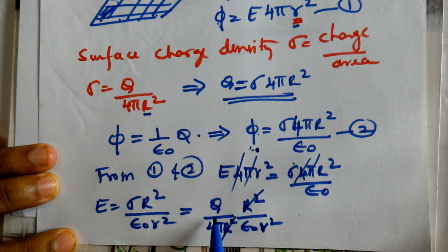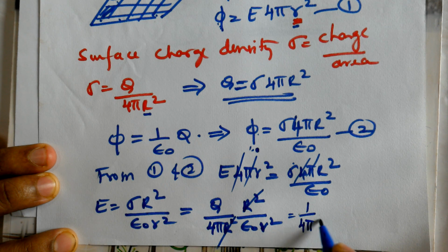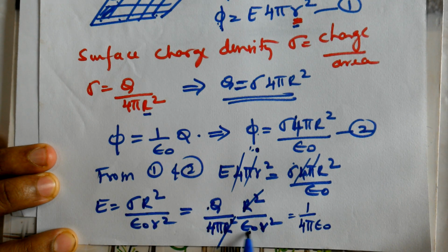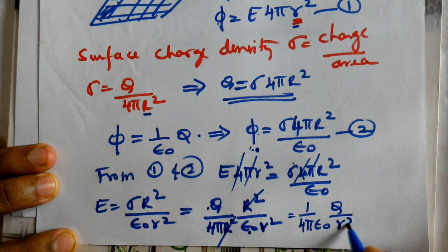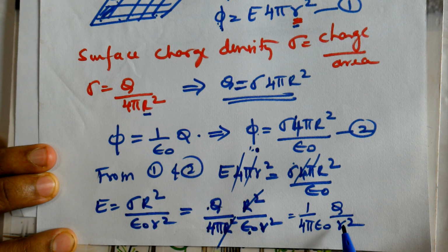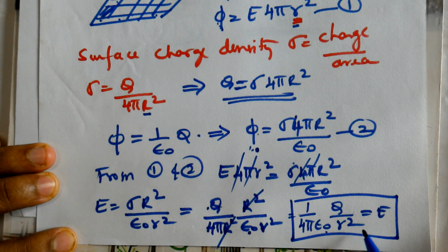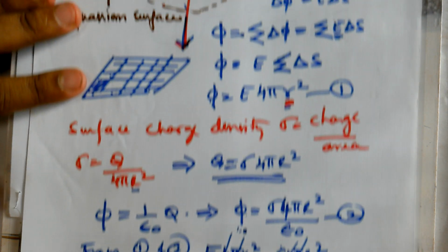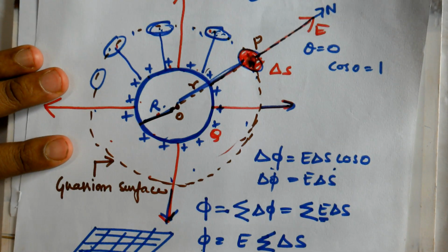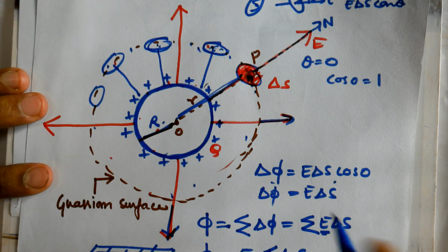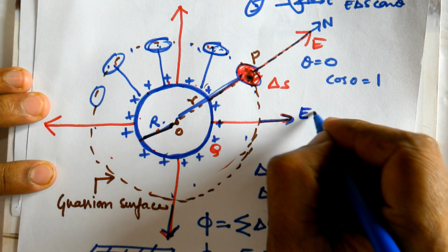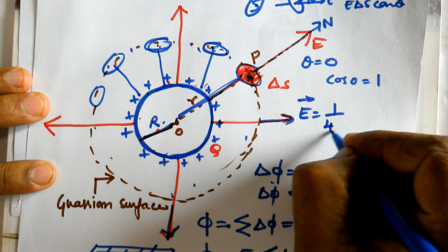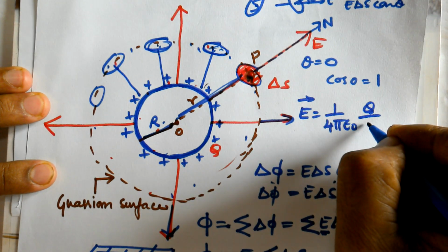Remaining is 1 by 4 pi epsilon naught, q by r squared. Now, thank God, this formula is the same as the electric field due to a point charge. That also gives the same formula, 1 by 4 pi epsilon naught q by r squared. So this is equal to E. If you are asked to write this in vector form, the formula is the same as the field due to a point charge, so we need not worry. Electric field E is equal to vector 1 by 4 pi epsilon naught q by distance squared.